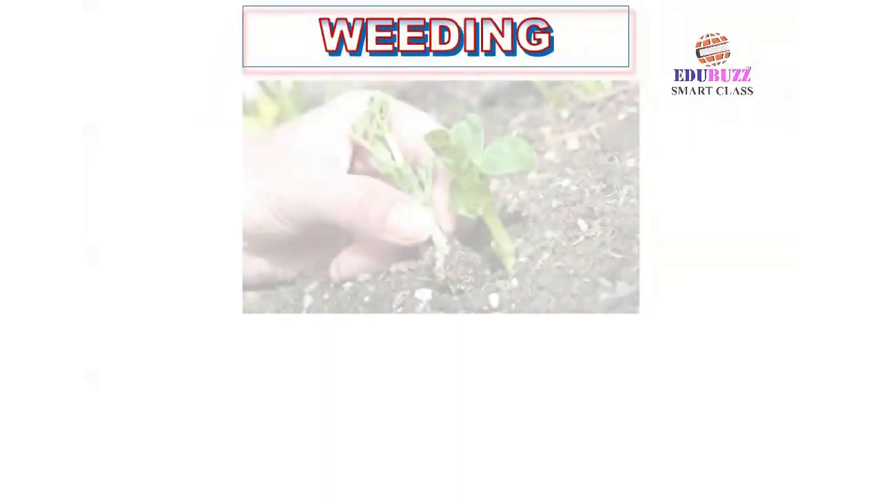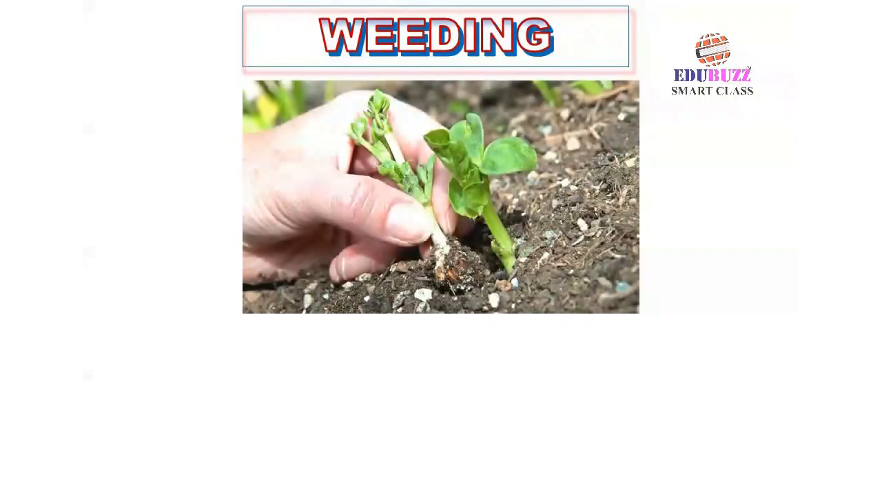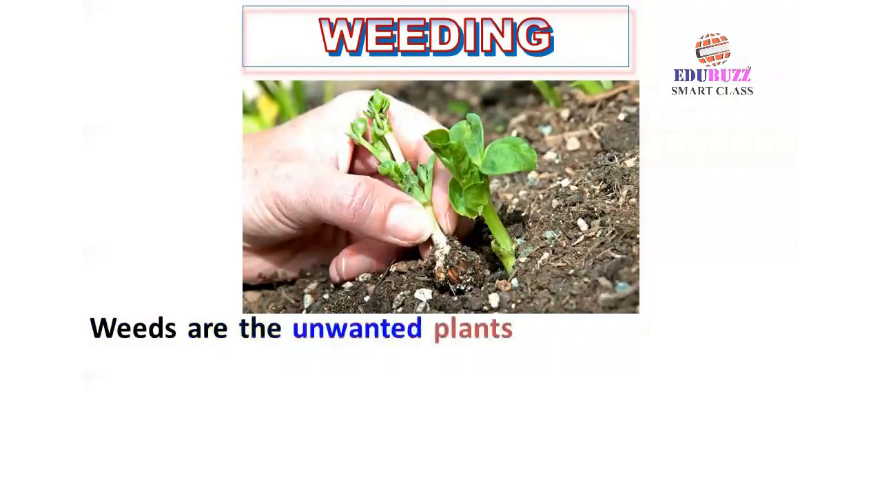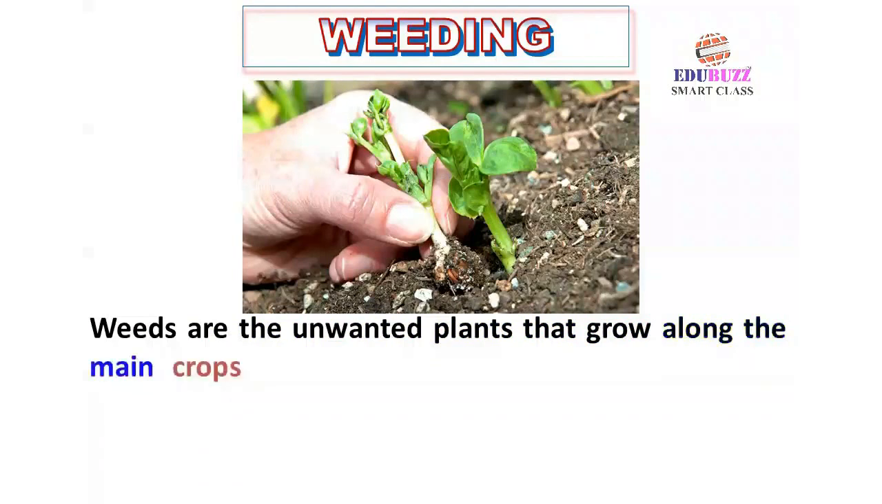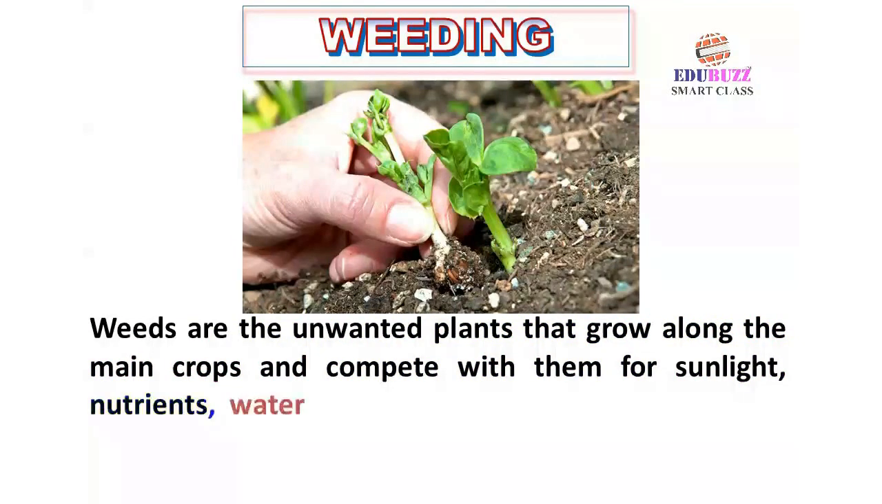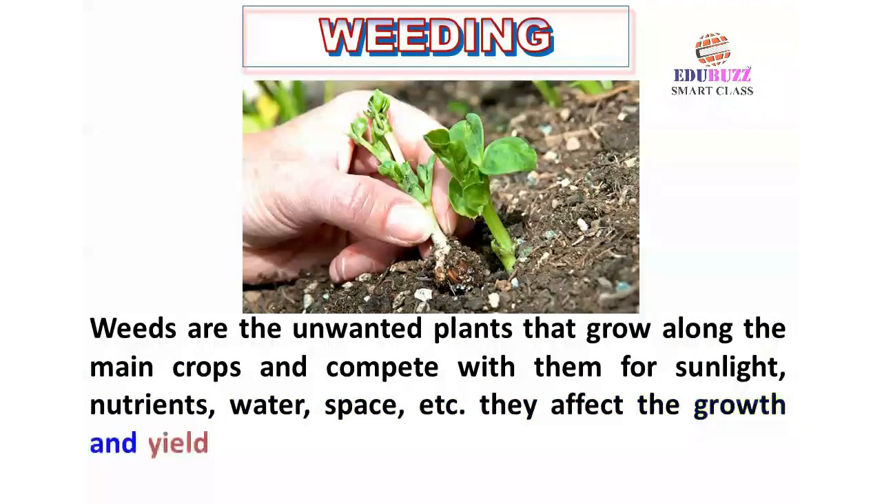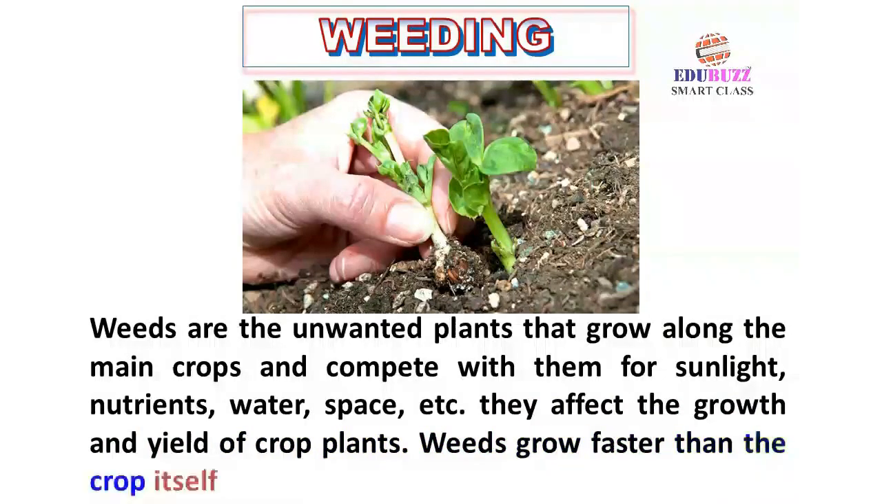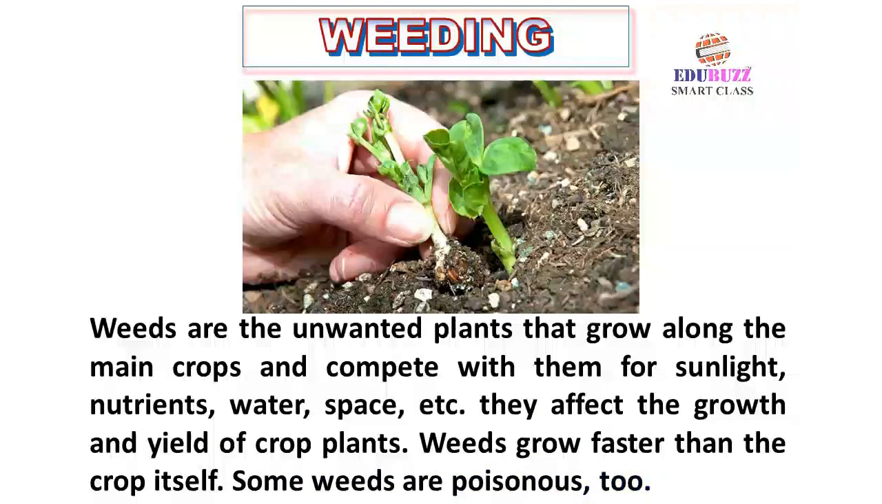Weeding. Weeds are the unwanted plants that grow along the main crops and compete with them for sunlight, nutrients, water, space, etc. They affect the growth and yield of crop plants. Weeds grow faster than the crop itself. Some weeds are poisonous too.